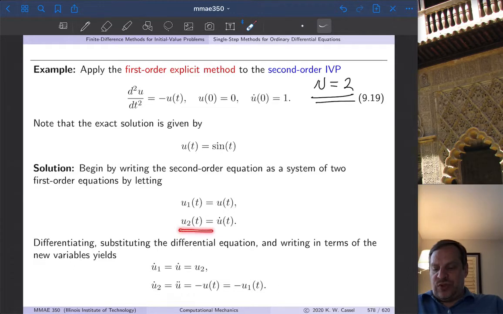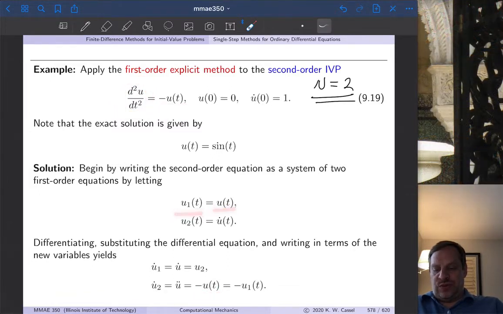The second equation is u2 is equal to u dot, or du dt. So u2 dot is u double dot, differentiating that. But u double dot is just d squared u dt squared, that's minus u. But u is u1, so it's minus u1. Again, get rid of all this intermediate stuff, and the final system is u1 dot is equal to u2, and u2 dot is equal to minus u1. So that's our system of equations.